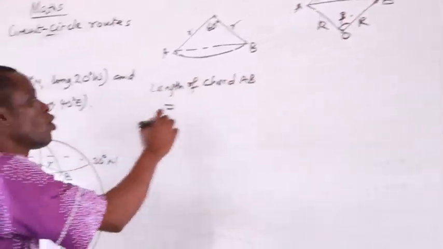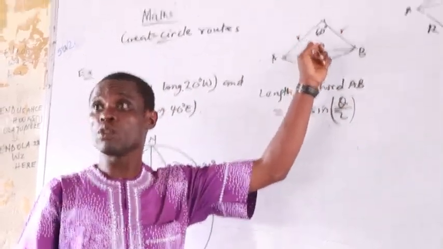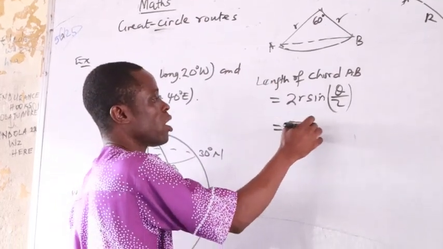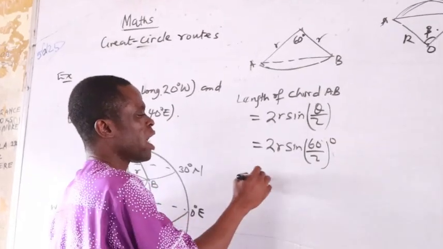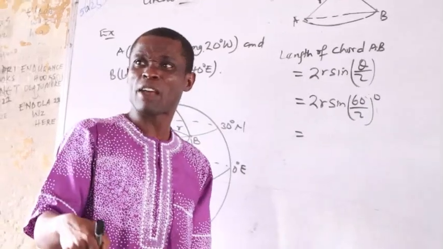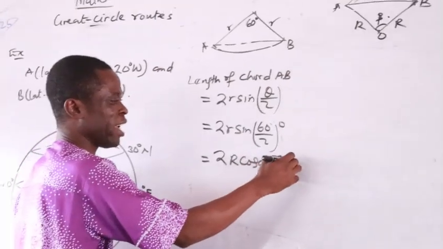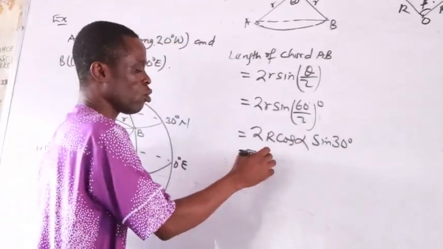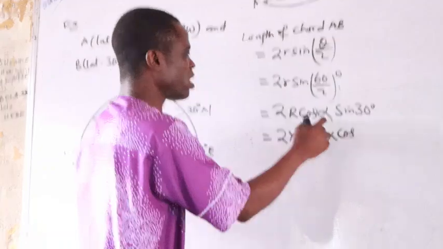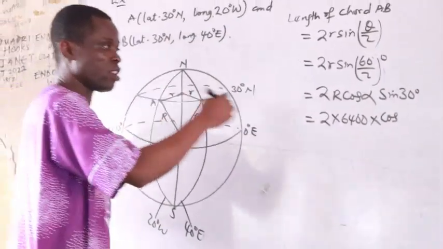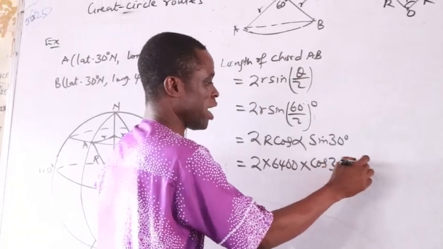Now, let us find the length of chord. 2r sine theta over 2. That's the formula, where theta is 60. I will now write 2r sine 60 degrees over 2. And where this small r is big R cos alpha, this small r is this. So 2 times 6,400 times cos alpha, which is 30, times sine 30.